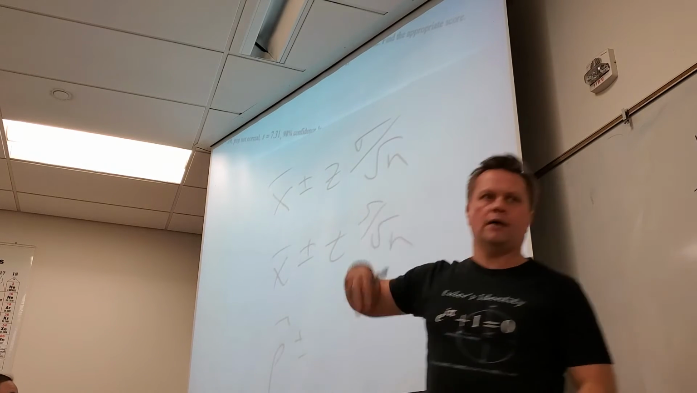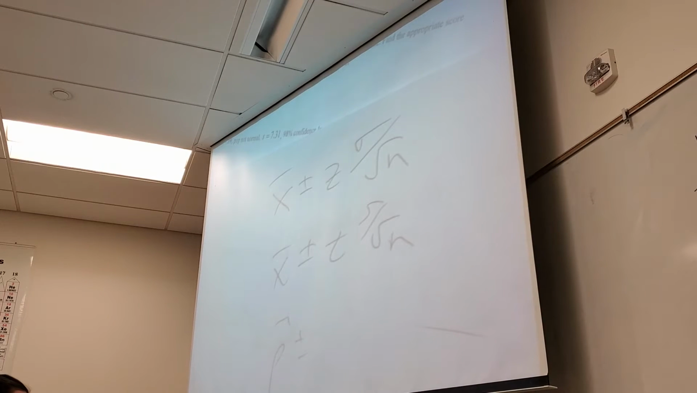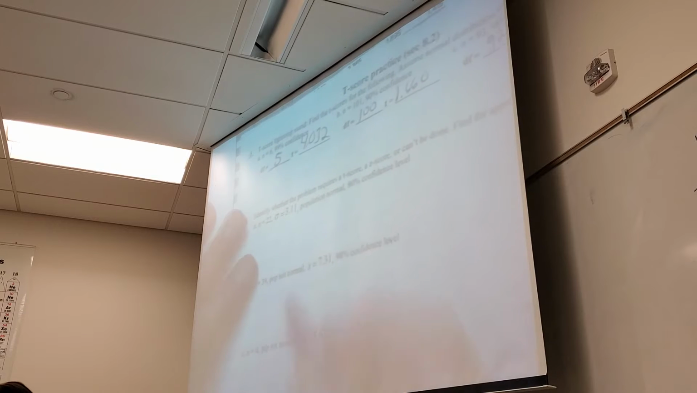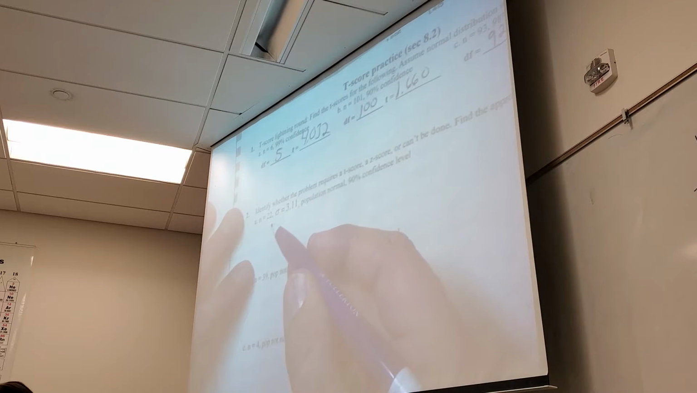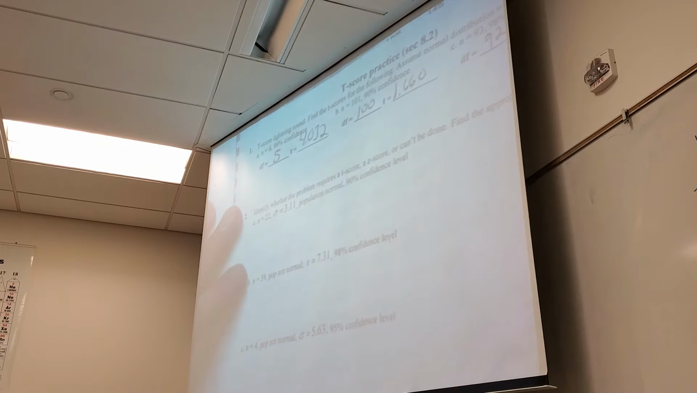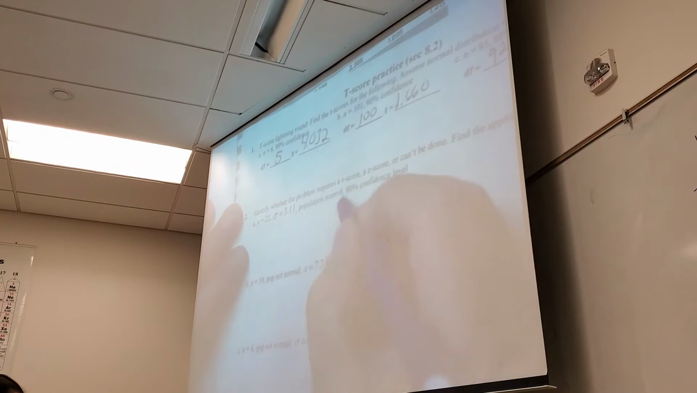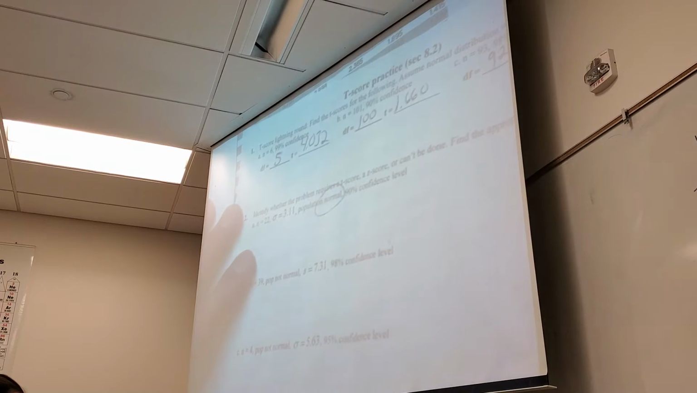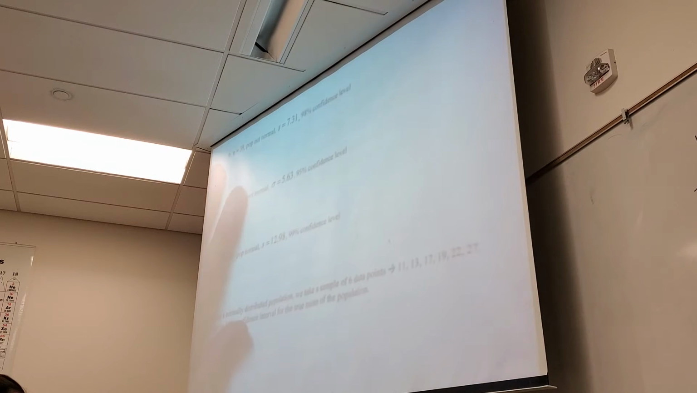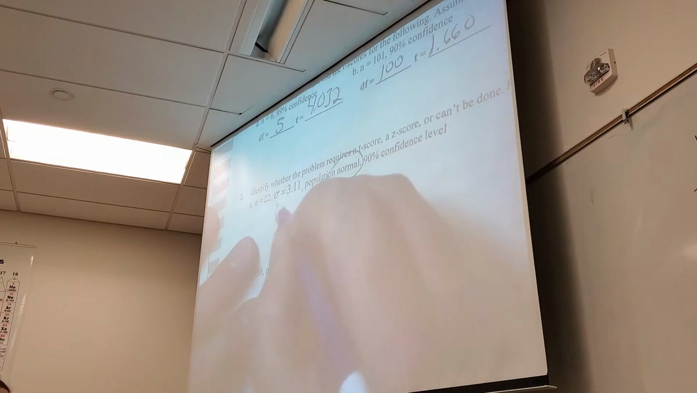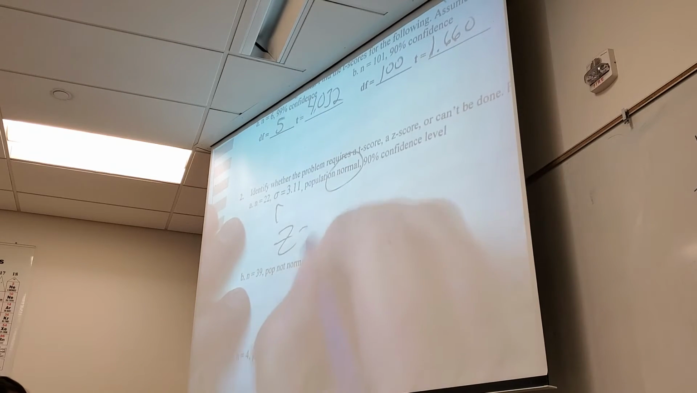So for the very first problem, the first thing we check is, is it normal? Sample size isn't big enough, but it says normal. Yeah. So the only time I need n greater than 30 is if it doesn't already say it's normal. It says it's normal, so I can have whatever sample size I want. And which standard deviation do we know? We know sigma, so I can use z-scores.